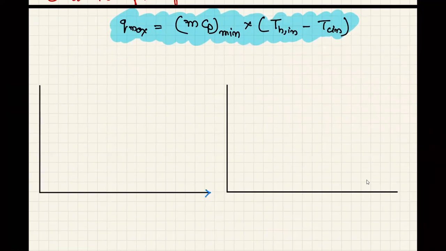So on this axis is the length, okay, and here are the temperatures. Here are your temperatures and here is your length. So what I know is these 2 points, TH in, and the other thing that I know is TC in.